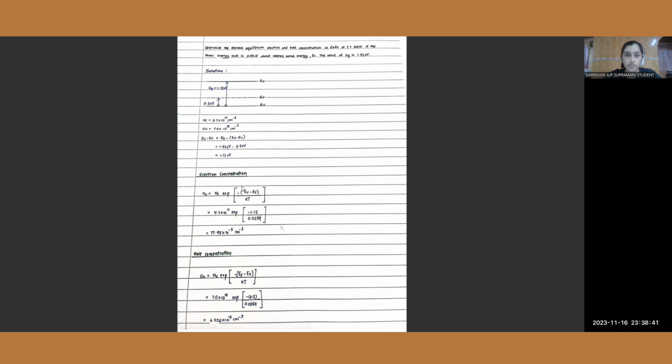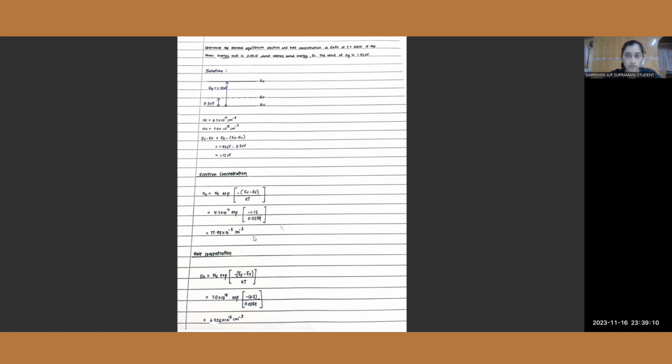To find the electron concentration, first we have to fill up the following equation. For this, we substitute 4.7 times 10 to the power of 17 times exponential of negative 1.12 divided by 0.0259. So the final answer for electron concentration is 77.95 times 10 to the power of negative 70.